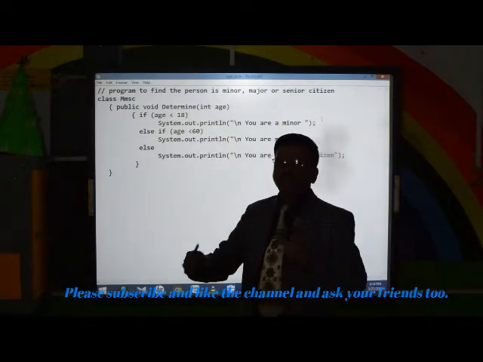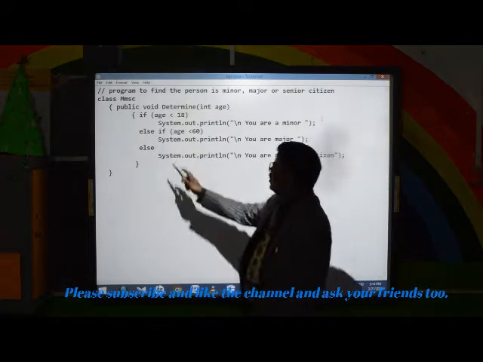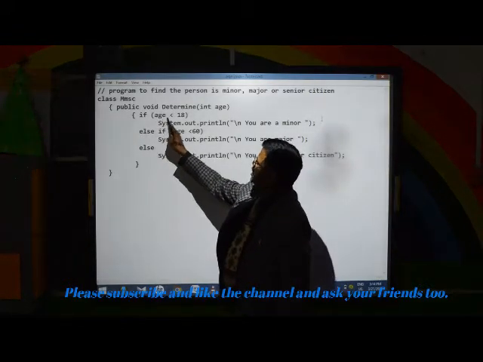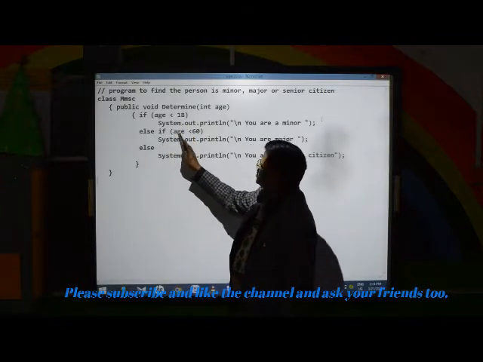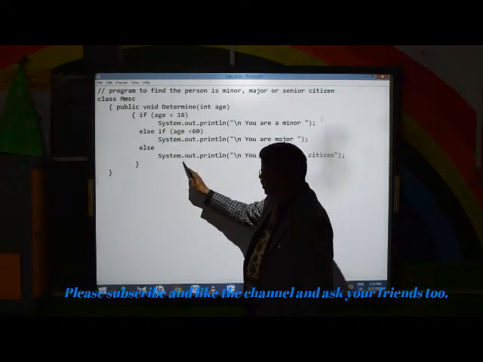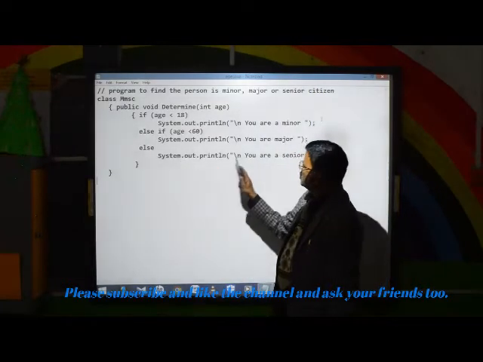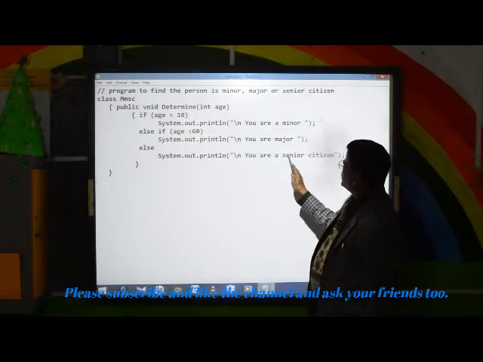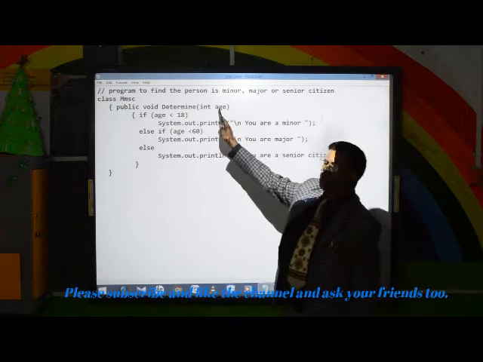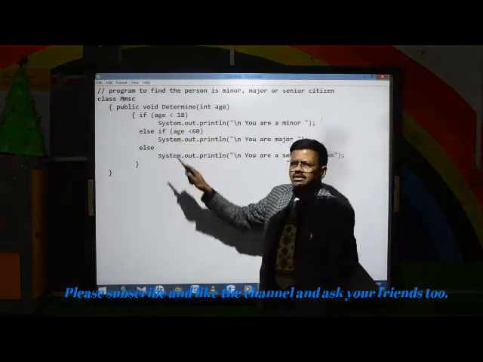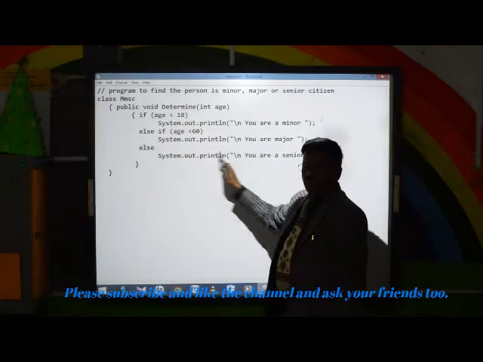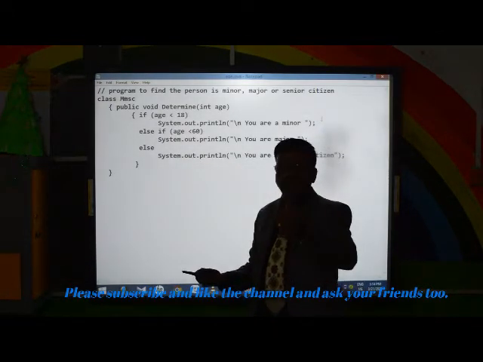Imagine you have given 74. Is 74 less than 18? No, it comes down. Is 74 less than 60? No, it comes down. So it says you are a senior citizen. Because you gave 74, these two if statements determine you are a senior citizen. This is the first instance.